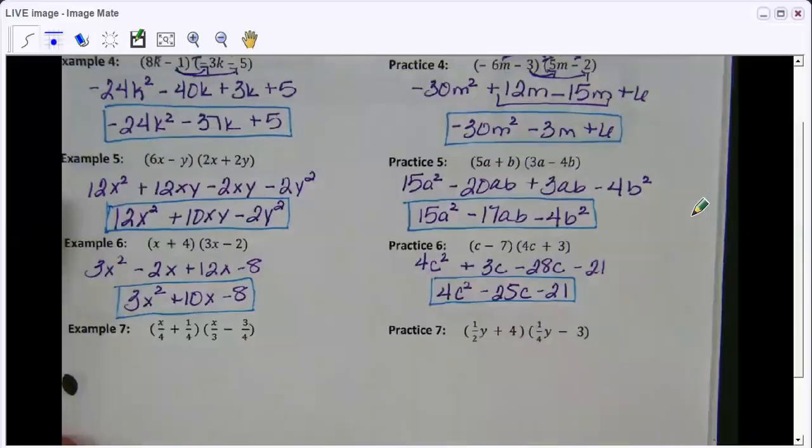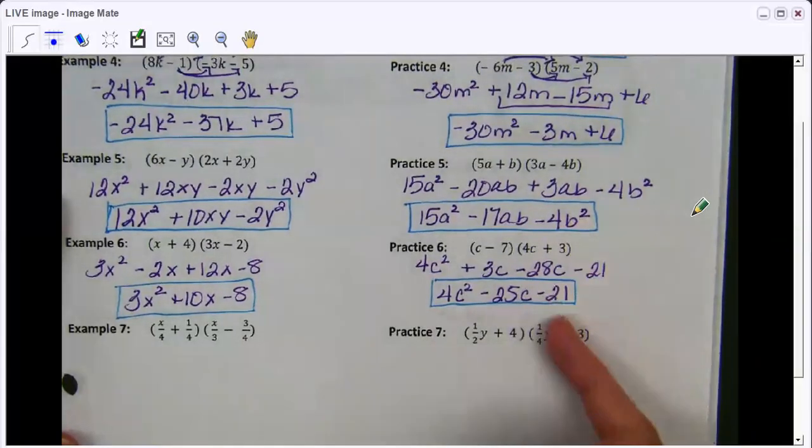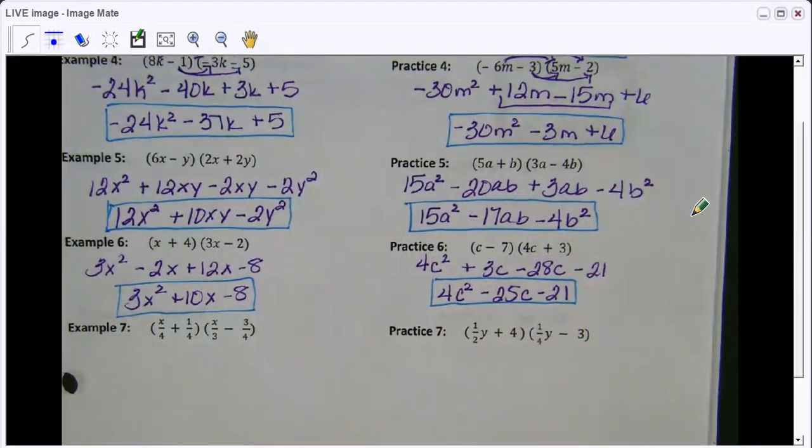Okay, so here are the rest of the answers for 5 and 6. So please check those answers and make sure you got them right before we move on to example 7. Any questions on those? Okay, let's look at example 7.